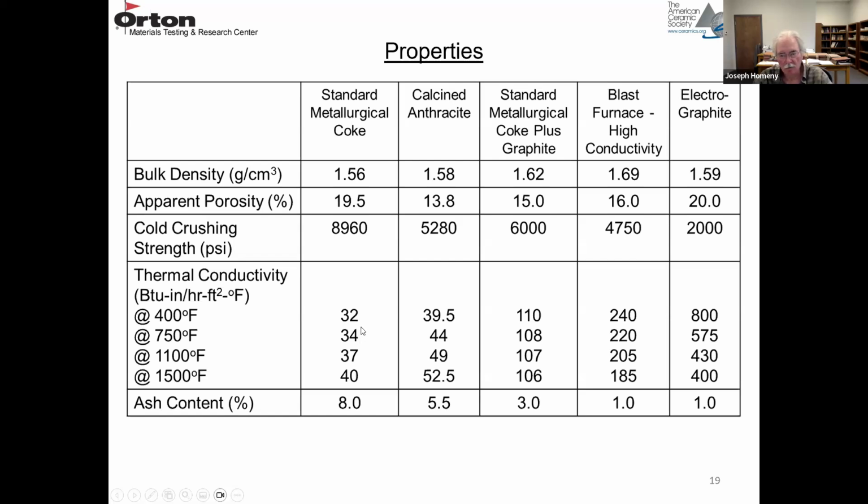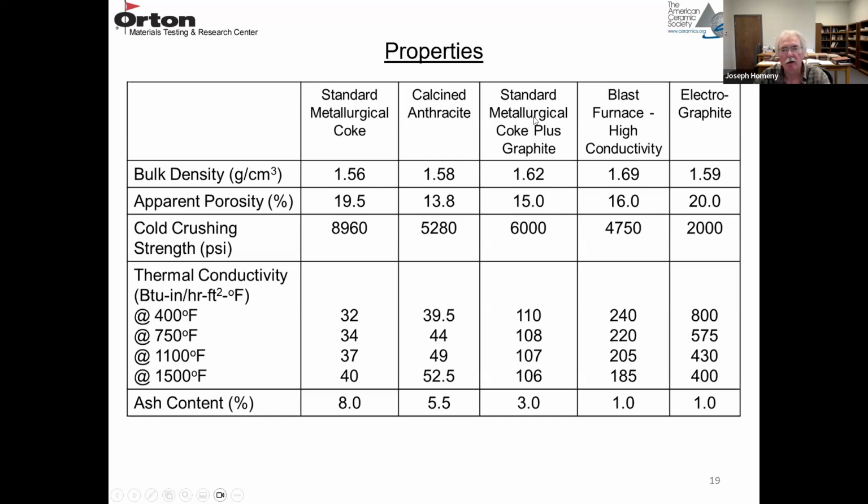So the conductivity is going to depend on the graphite content. So this is thermal conductivity, and the units are BTU inches per hour foot squared degrees F. There's various other units for thermal conductivity, but these are in the BTU units. And then the conductivity here is shown for 400, 750, 1100, and 1500 degrees F. So these are around 30 to 40 for the metallurgical coke. The coal, the anthracite, is slightly higher, about 40 to 50.